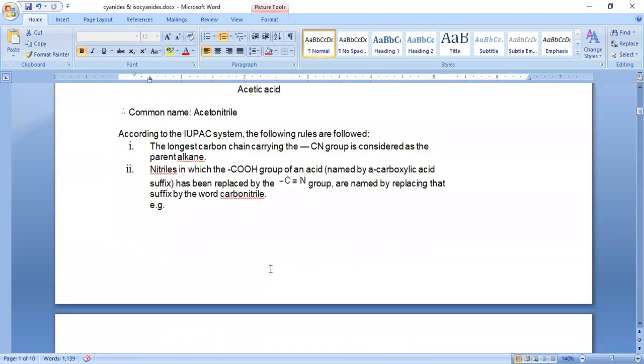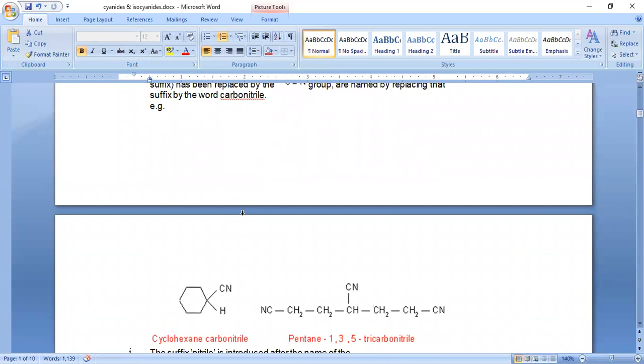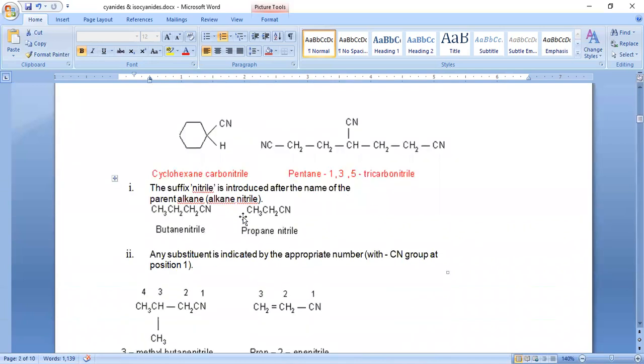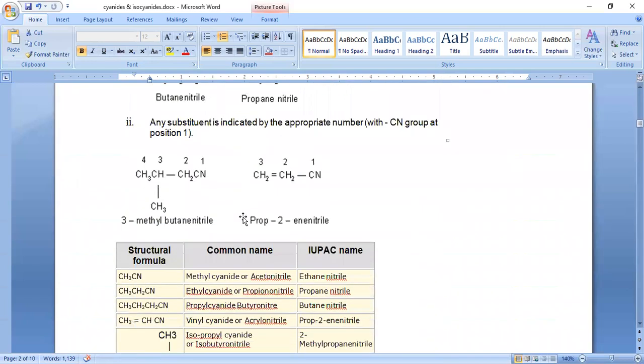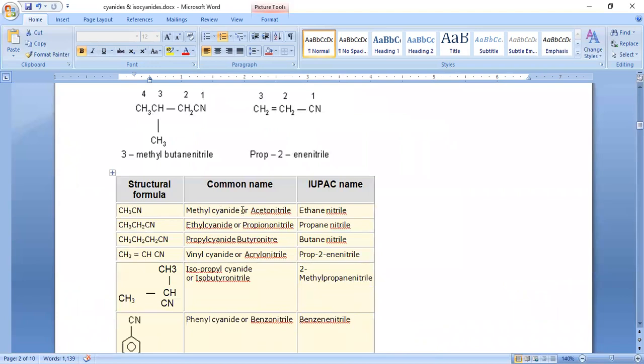Okay, so it is not in your syllabus. No problem. Here are some examples, the common name and IUPAC name. So this is the structure. We can term this one methyl cyanide or else acetonitrile. Generally we use acetonitrile, and the IUPAC name is ethane nitrile. Okay, ethane nitrile.